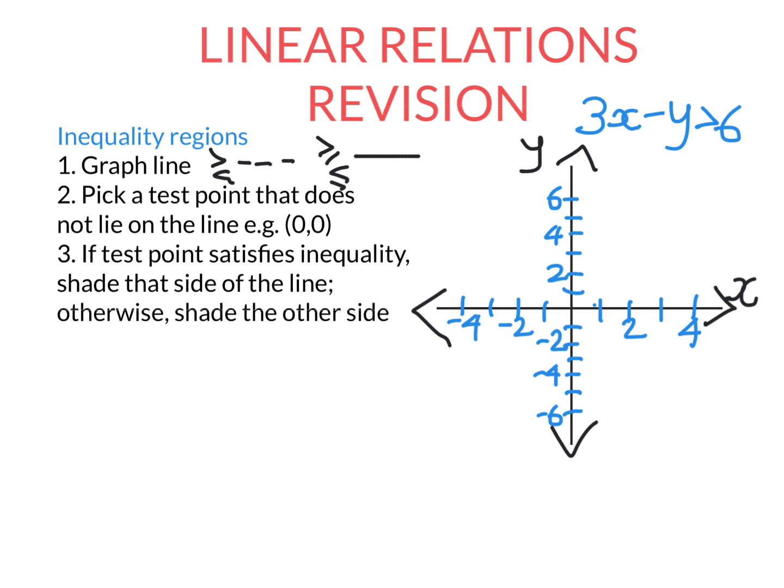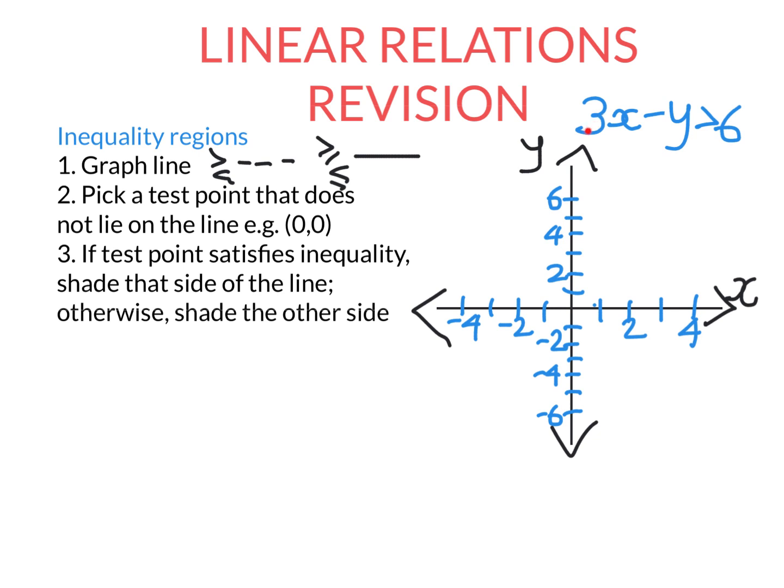So you follow these steps. Graph the line, pick a test point, and then you decide which side of the line to shade. Now note, when you're graphing the line in step 1, if it's a greater than or less than sign, you use a dashed line because the region won't include the points on the line. And if you have greater than or equal to or less than or equal to, you use a solid line.